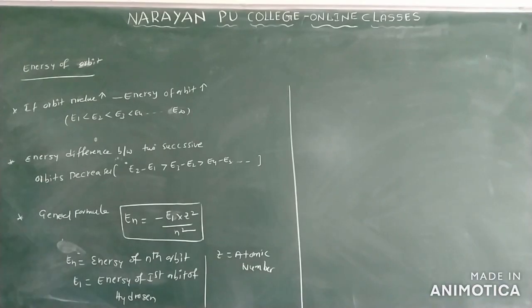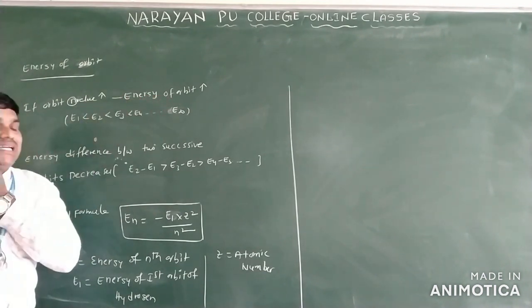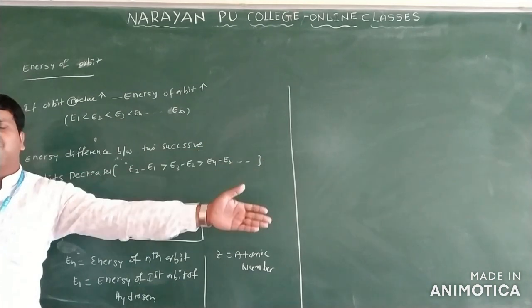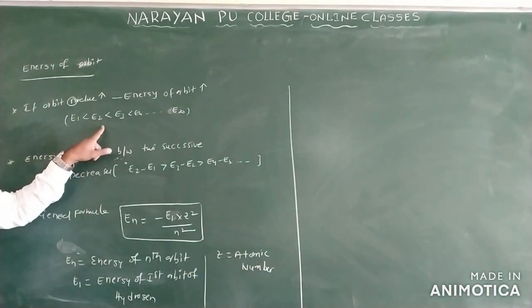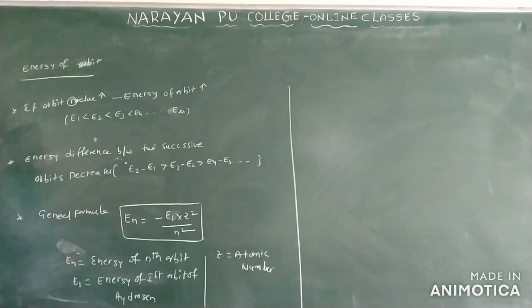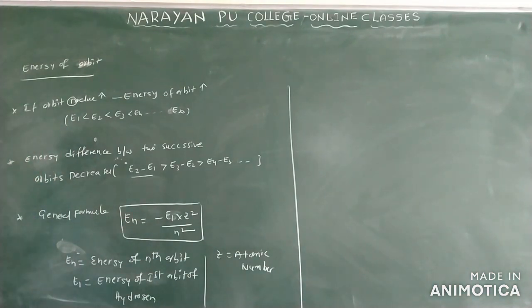If the orbit number N value increases, the energy of the orbit increases. Already you observed the values from minus 13.6 to 0: E1 less than E2 less than E3 and so on up to E infinity. So the energy difference between two successive orbits decreases in the order E2 minus E1, E3 minus E2, E4 minus E3 and so on.